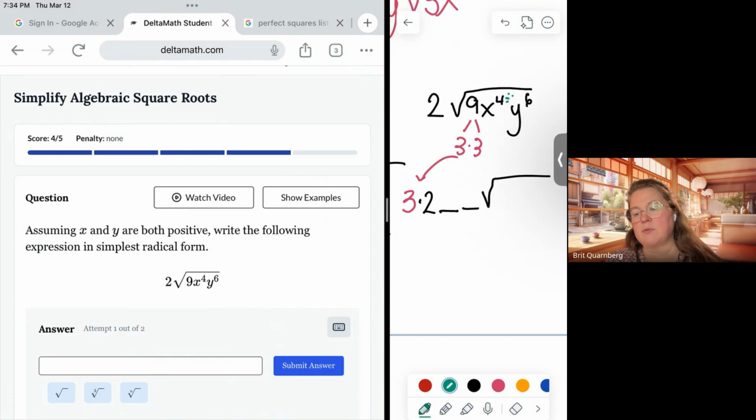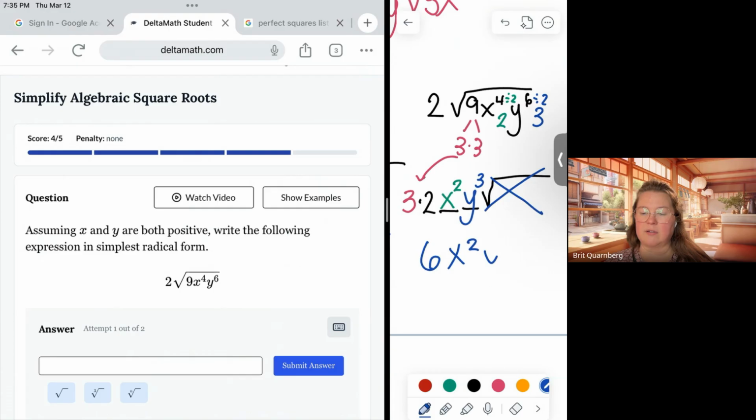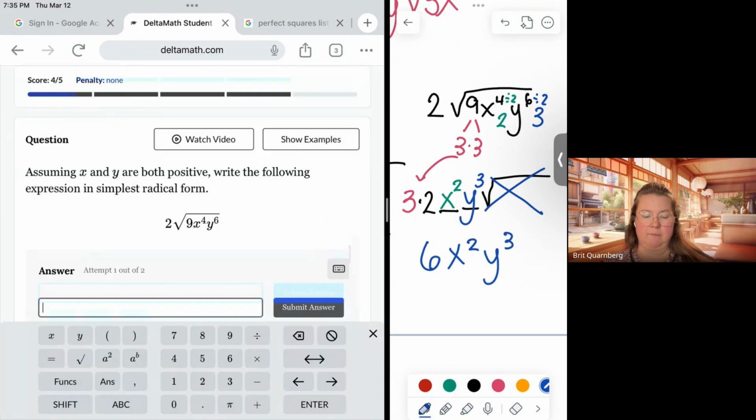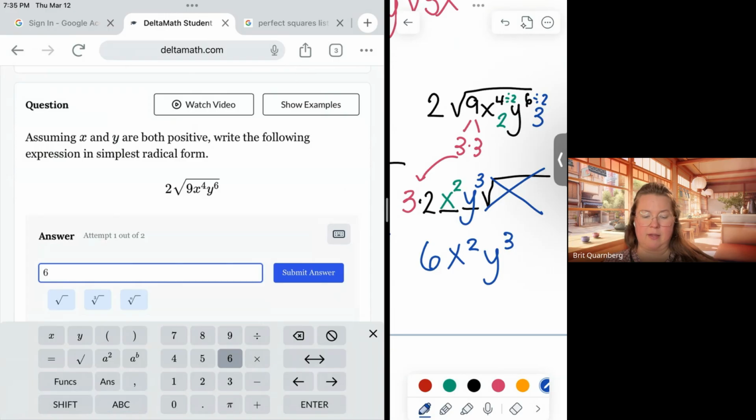4 divided by 2 is just 2 with no remainders. So that means just 2 x's come out. So there's no x's on the inside. And then for the y's, we have 6 divided by 2 is 3. So 3 y's come out. And there's nothing left on the inside. We don't even need that. So my final answer is 3 times 2 is 6, x squared, y to the 3rd. 6 x squared, y to the 3rd.